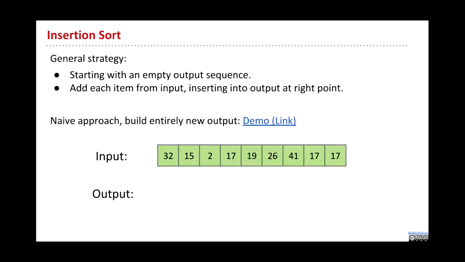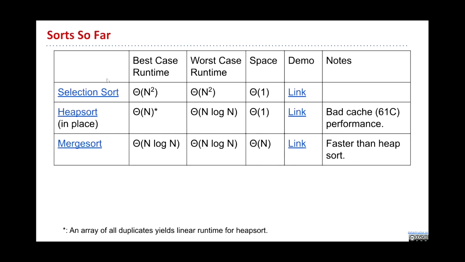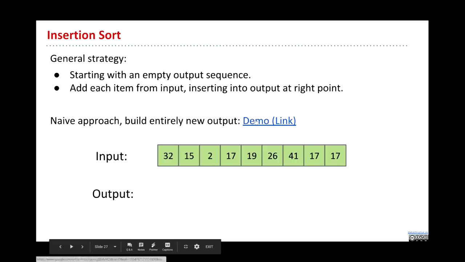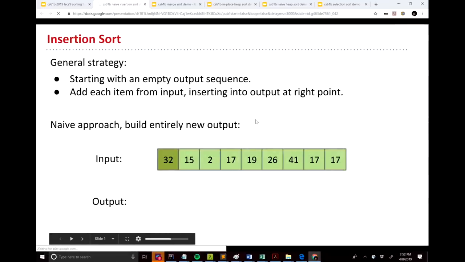All right, we have one more basic sort I'd like you to know about called insertion sort. And the basic strategy here. So far, we've seen 3 different ideas. We had selection-based sorting. We had selection-based sorting with a heap to speed things up. And by selection, I mean use the smallest or use the largest. That was the first idea. The second idea was merging items. The third will be inserting items. So insertion sort is going to be starting with an empty output sequence, add each item from the input at the appropriate location.